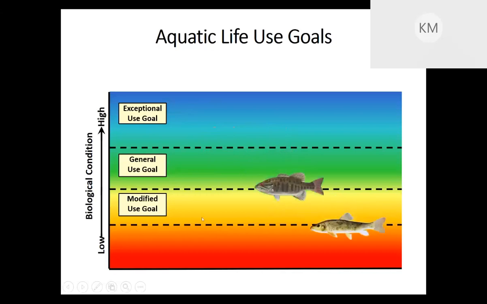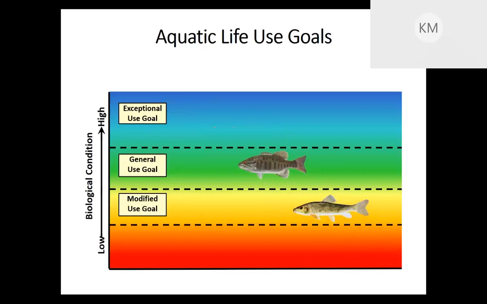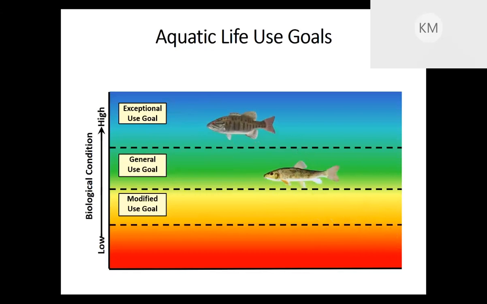Same would be true of general use or modified use goal streams. If they decline below those thresholds, then they would be impaired and would need to be restored back above those lines. So basically, it gives you more options in terms of the management of these systems, and it's tied to what's achievable or attainable. They can't go down below these thresholds once it's been established that that's an attainable goal, but they can go up. So that's the hope, or the objective, that over time, modified uses will become general uses and general uses will become exceptional uses.